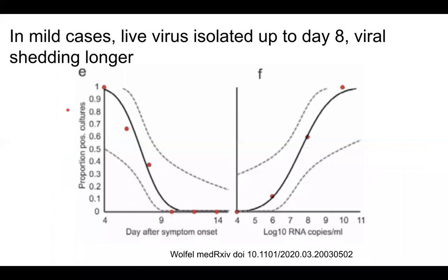And while identification of viral RNA is variable, as I've described, there's relatively little information to date about how well this correlates with shedding of actual viable and hence infectious virus.